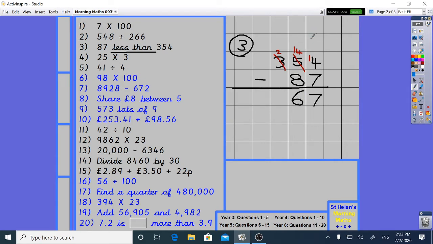The 6 is in the tens column, isn't it? And finally, we just have the 2 in the hundreds column. Very important, 2, which means 200. It's worth 200. And we get 267.